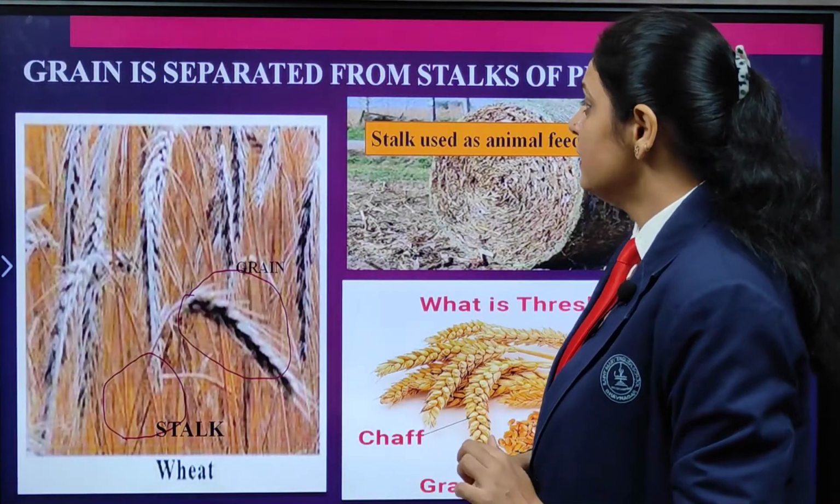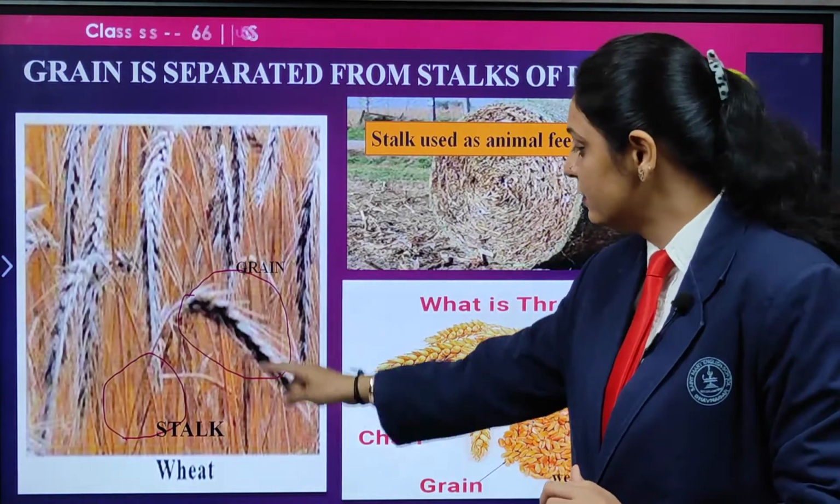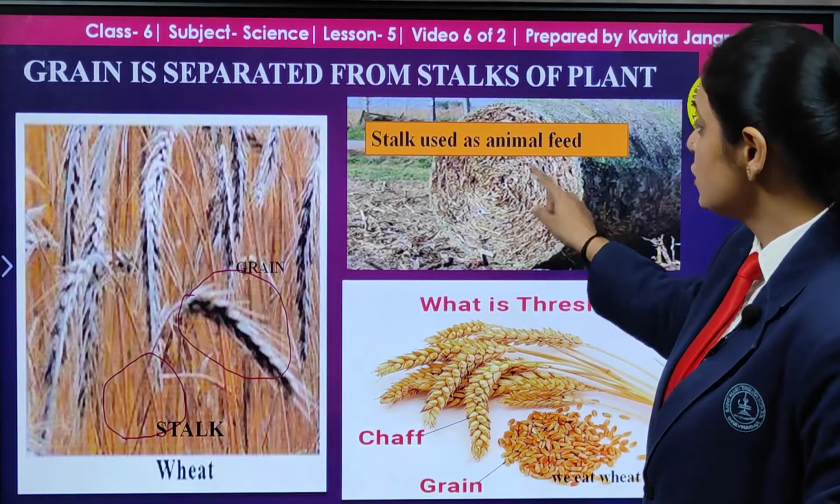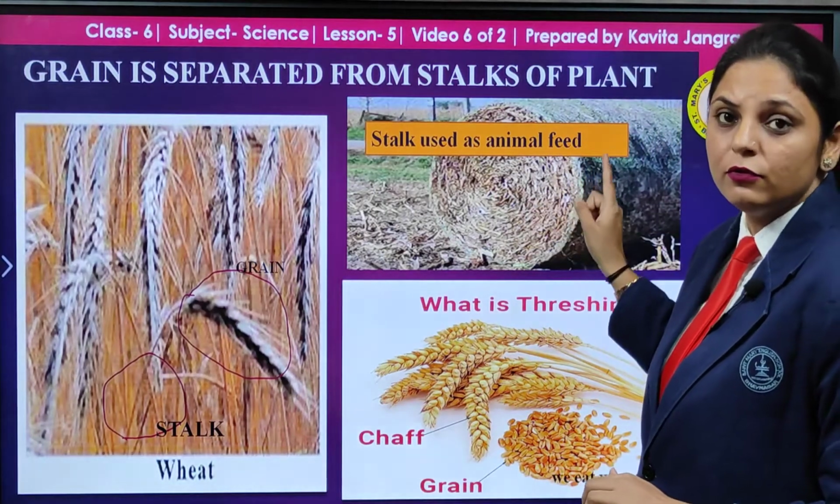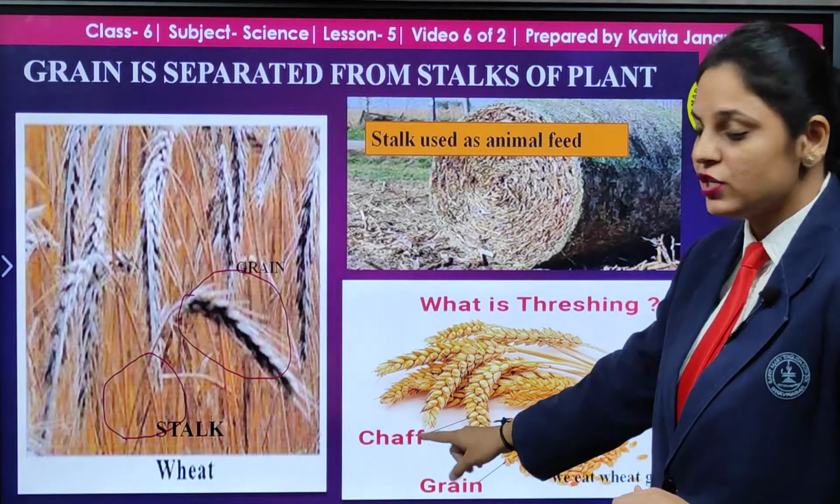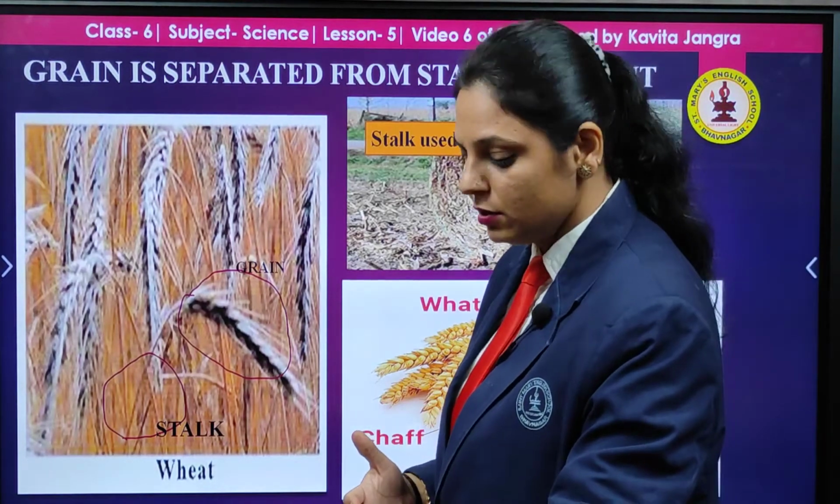The grain that is separated from the stalks of the plant. As we have studied before, grains are separated from the stalks, and these stalks are used as fodder for animals to feed, and the grains are separated from the chaff, which we ultimately get after threshing.